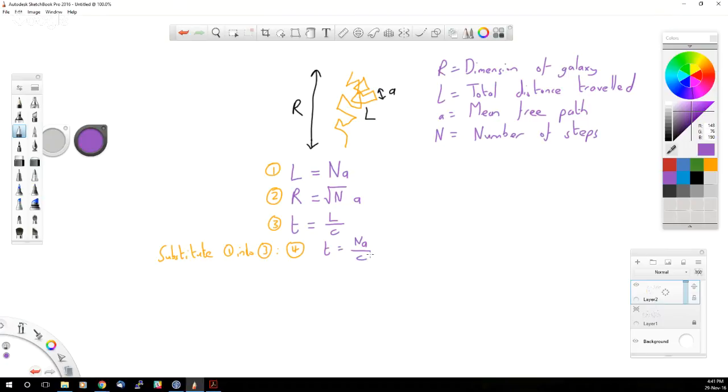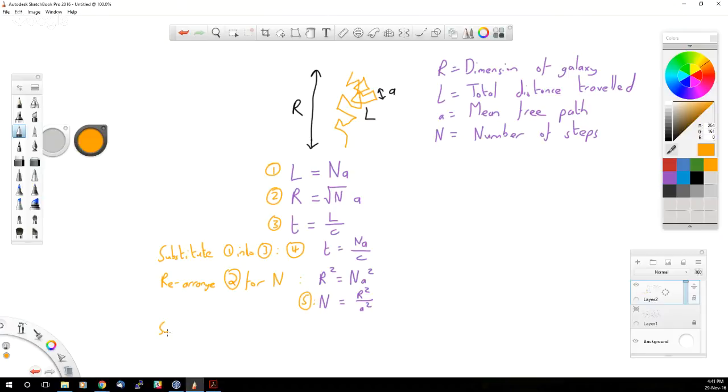But again, we don't know what this capital N is. But what we can do is look at 2 and rearrange 2 to find N. So squaring both sides, r squared equals n a squared. So n equals r squared divided by a squared. We'll call that equation 5.